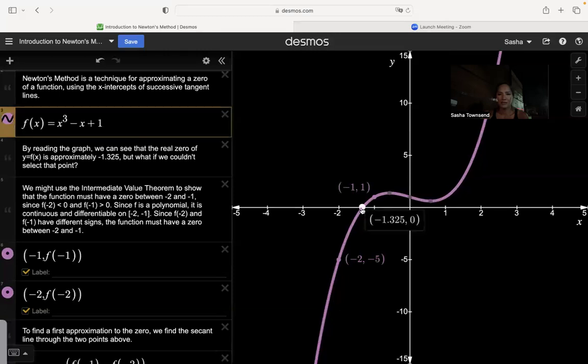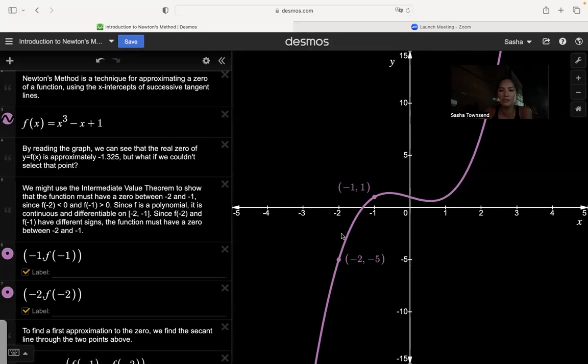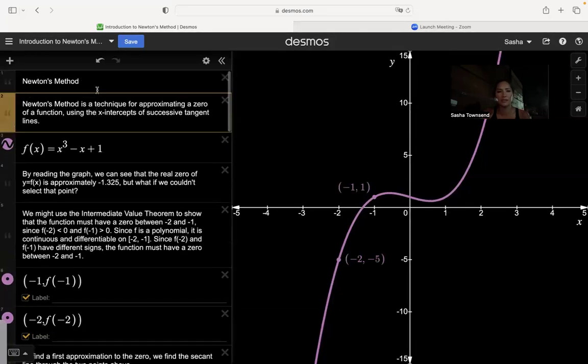Well, it's not that x value. It's negative 1.325. The y value is 0 there. But you might say, okay, what if I couldn't just select that point on the Desmos graph? If I knew that that 0 was between -2 and -1, but I wanted to find it, how could I find it? Well, I could use Newton's method to find it.